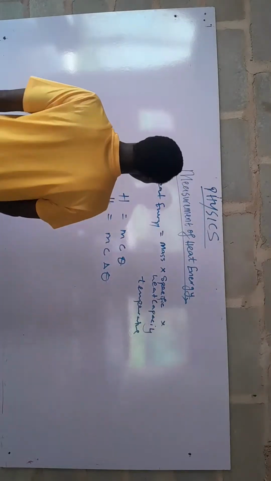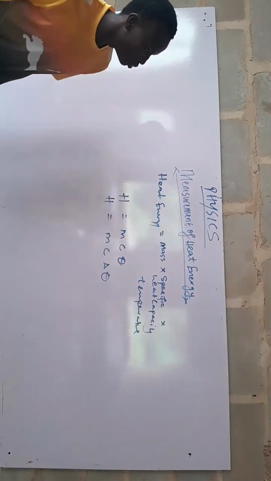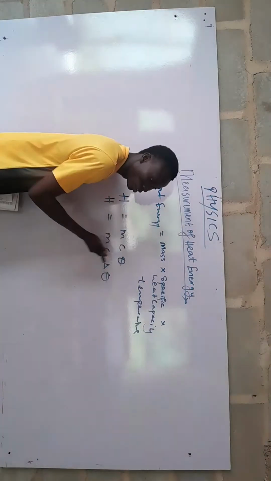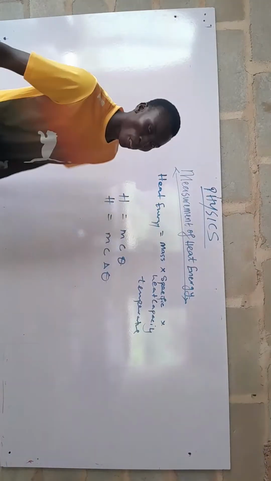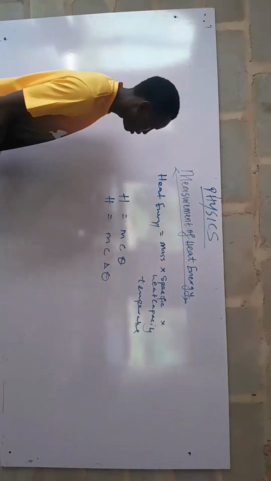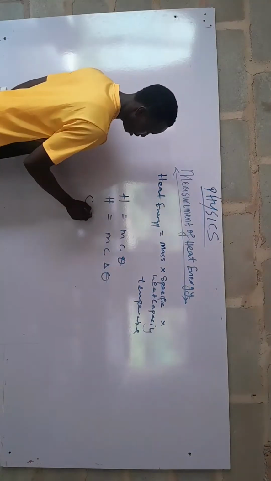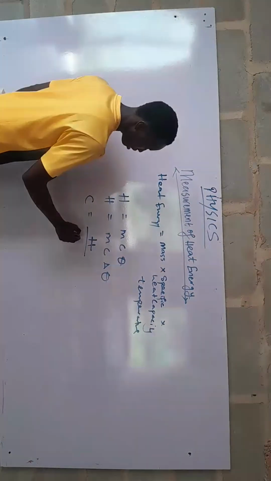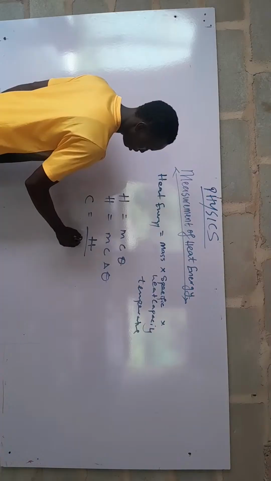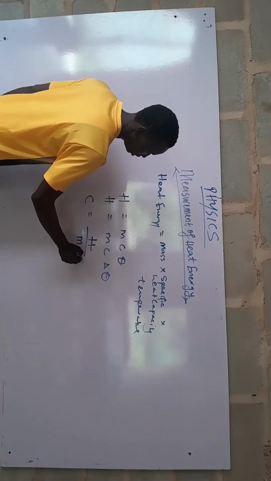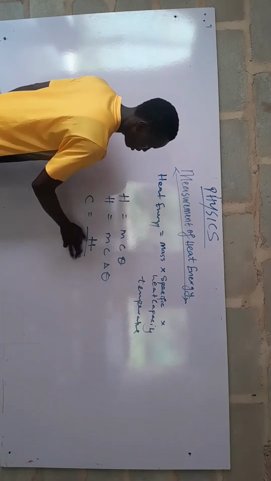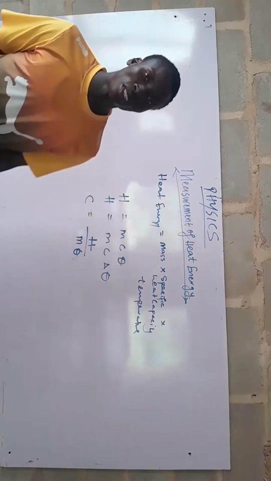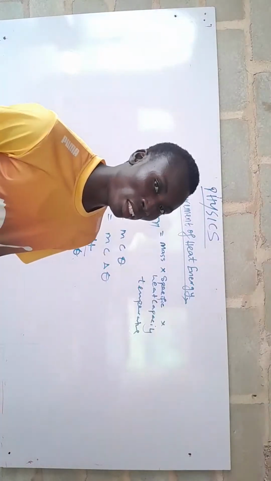So if the heat energy equals MC change in theta, the mass times specific heat capacity times the temperature change, then from what we have there we can also say that C, the specific heat capacity, equals H over the change in theta. Take note of that: change in theta, or theta directly. This expression is used when you need to calculate the specific heat capacity.